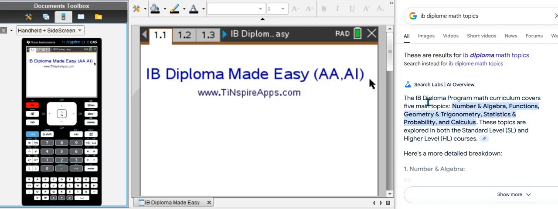And just to make you aware of all the topics that are covered in IB diploma programs, you can see here these areas: number, algebra, functions, geometry, trig, statistics, probability, and calculus. So these topics are both for the standard level and also for higher level courses. I just want to point out to you that all of that is included in this app here.